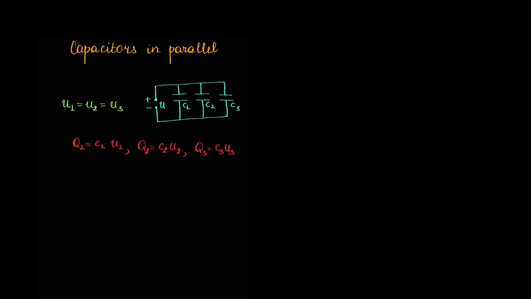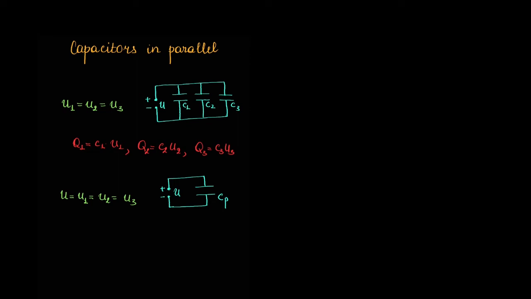This combination of capacitors acts as a single equivalent capacitor, and the capacitance of that capacitor, let's denote it with Cp, as you can see in the next figure. The voltage across this equivalent capacitor is again just U. So this voltage is the same as U1, and it is also the same as U2 and U3.